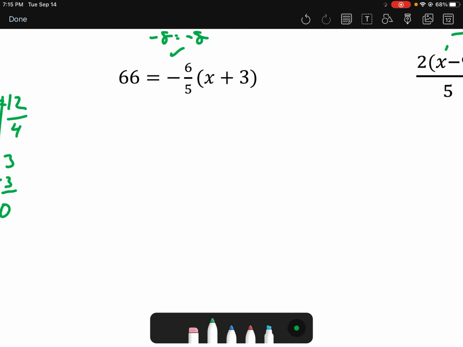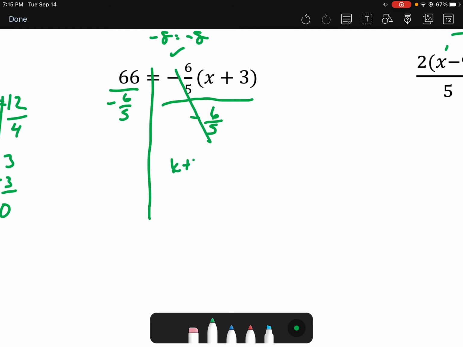Yeah. So for this next one, I could distribute that negative 6/5 in. Then I'd have really gross fractions because we'd have negative 6/5 times 3. Or I could just divide both sides by negative 6/5. That cancels these two out, leaving me with just x plus 3. Again, when I divide by a fraction, it's the same thing as multiplying by its reciprocal. So 66 divided by negative 6/5 is the same thing as 66 times negative 5/6.